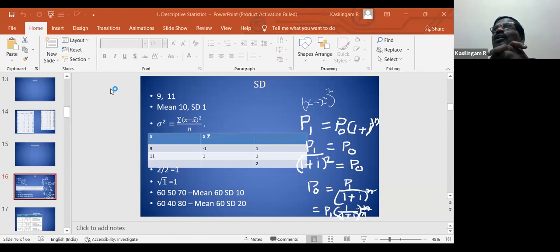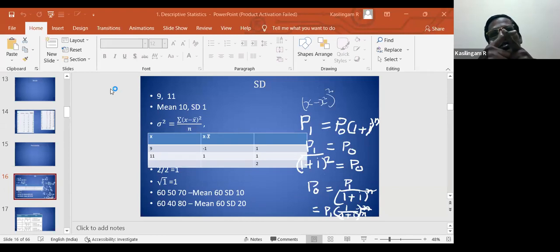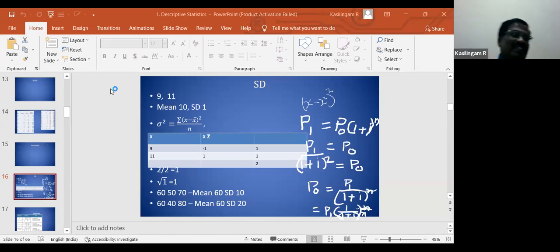Now we are going for two variables. One variable is over. For one variable, we can use descriptive statistics only. Descriptive statistics may be frequency or mean. Other things, leave it. For a single variable, we can use only descriptive statistics, either mean or frequency.